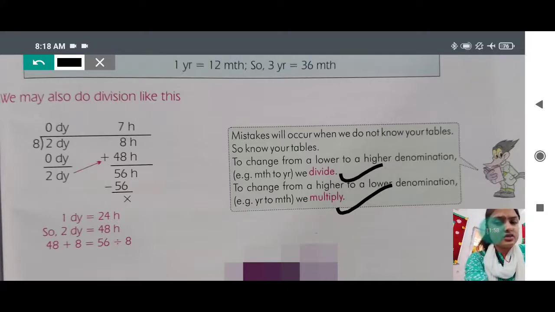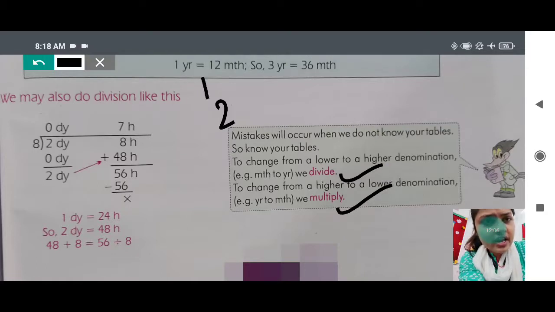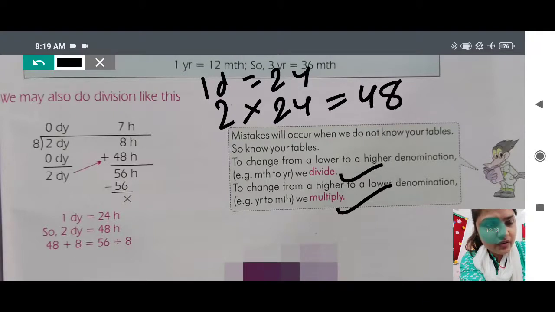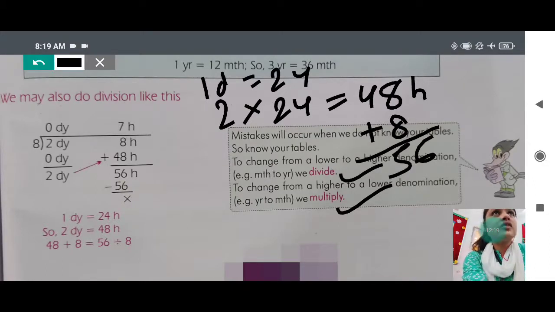So 2 is not divisible by 8 because it is lesser than 8. What will you do in that case? That 2 will get converted into hours. So 1 day has 24 hours. So 2 into 24 will be done, which is equal to 48 hours. That 48 will be added with the 8 and you will get 56, and that 56 will get added with this.